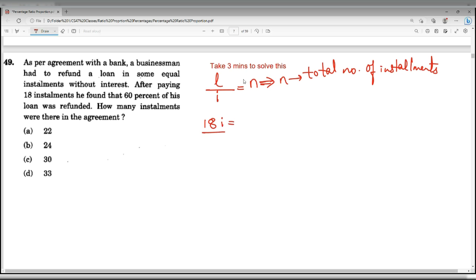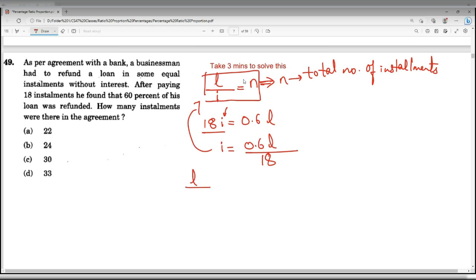So 18I, where the amount of each installment is I. After 18 installments, that was equal to 60% of his loan, that is 0.6L. And then each individual installment amount is equal to 0.6L divided by 18. And that we would substitute in this equation: L by I is equal to N. Here I we have 0.6L divided by 18.